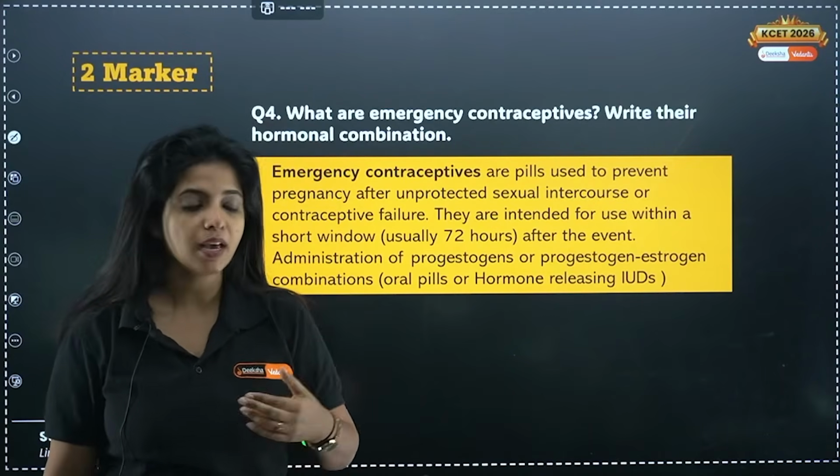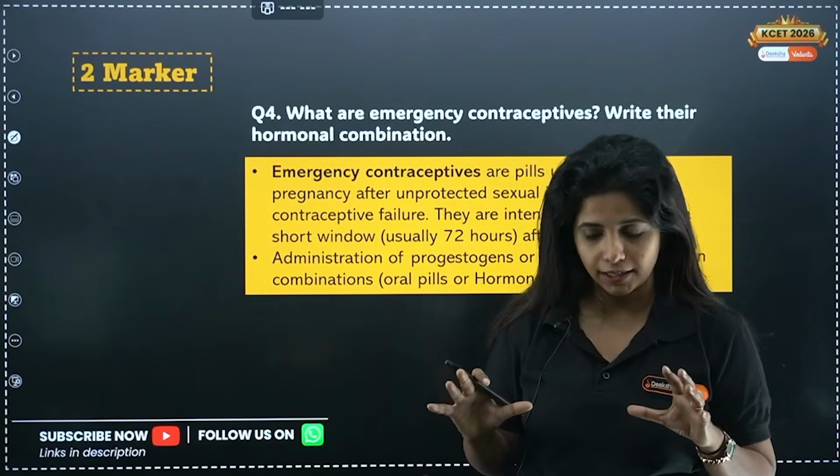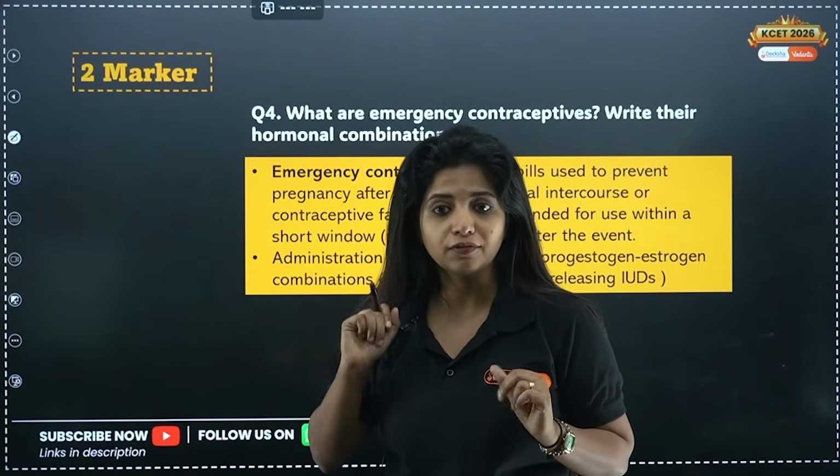Why 72 hours? Because, my dear children, suppose the ovum has not been released. The woman has not ovulated yet, but the sperm has been put inside the female body.